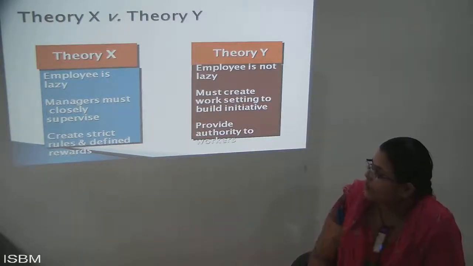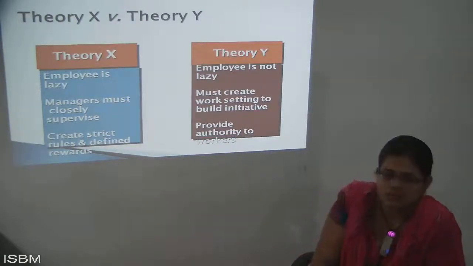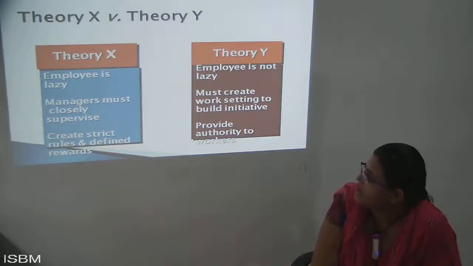Now see, I'll go through the words. First, in X it has been said employees are lazy. Next, employees are not lazy. So I'm going parallelly with X and with Y also. Here it is lazy, and here it is not lazy.